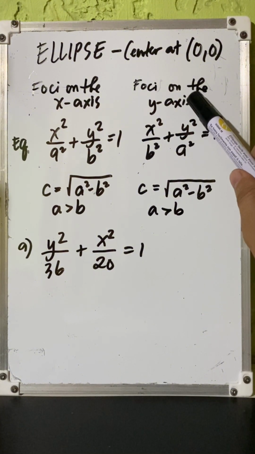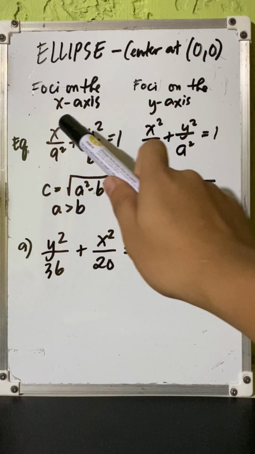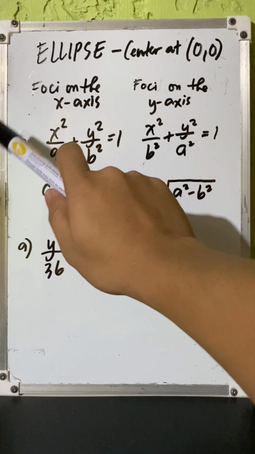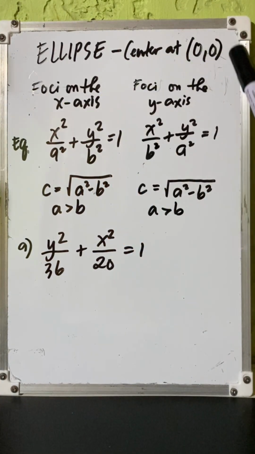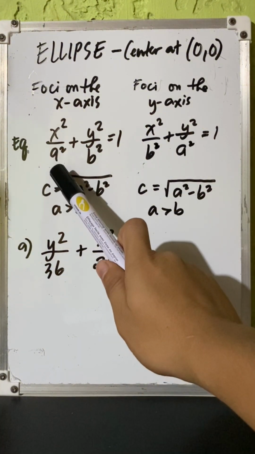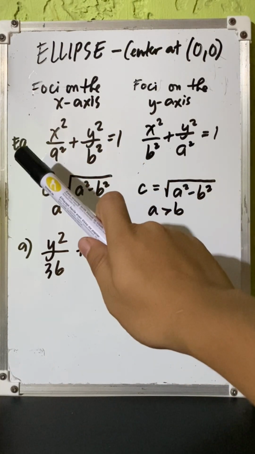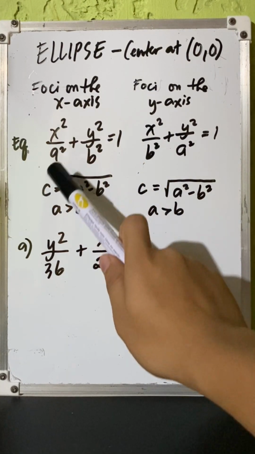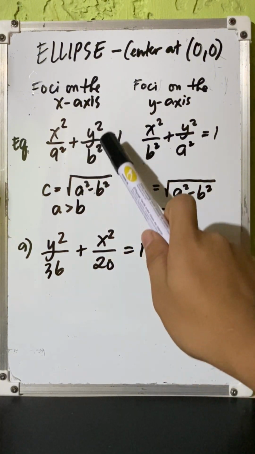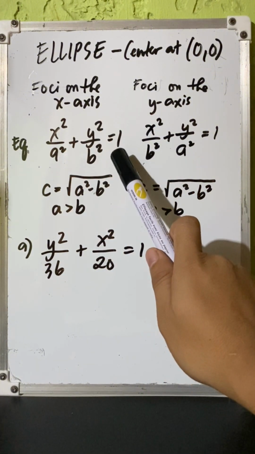in the y-axis. So if you can illustrate that, yung mas mahaba na axis ay nasa x-axis, so that makes that horizontal. Yung mas mahaba na axis ay nasa y-axis, that makes that vertical. So we have two equations for that. Okay. The ellipse with foci on the x-axis is this. The equation is x squared over a squared plus y squared over b squared is equal to 1.